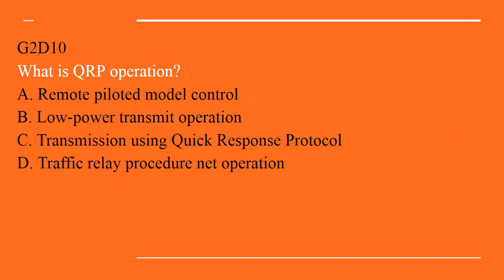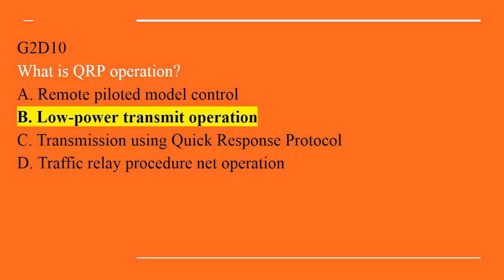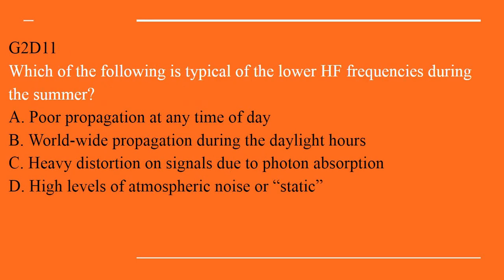G2D10, what is a QRP operation? A. Remote piloted model control. B. Low power transmit operation. C. Transmission using quick response protocol. Or D. Traffic relay procedure net operation. Correct answer is B. Low power transmit operation.